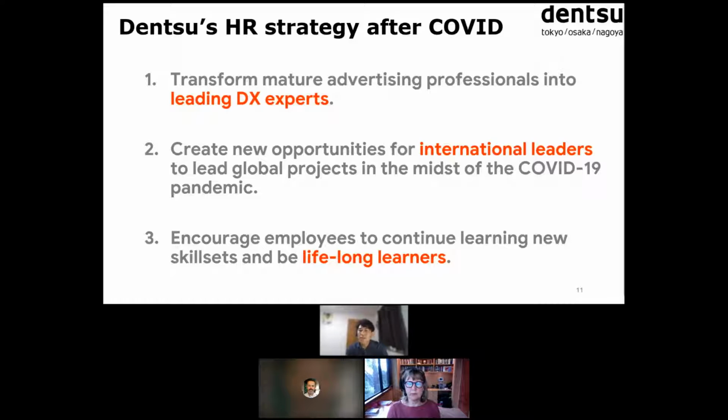Thirdly, as I said, Japanese society is the most aging society. Then people will have to retire later and update their knowledge and skill sets constantly. So the company needs to empower employees' continuous and lifelong learning.